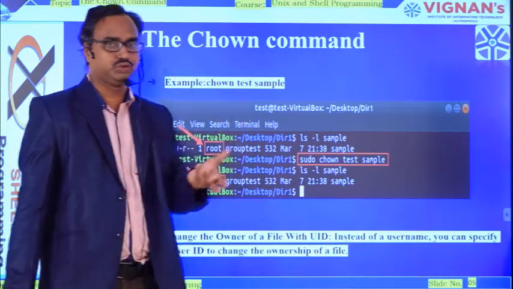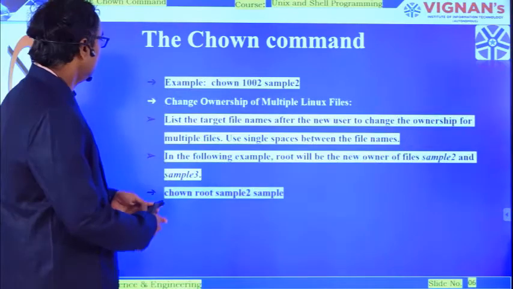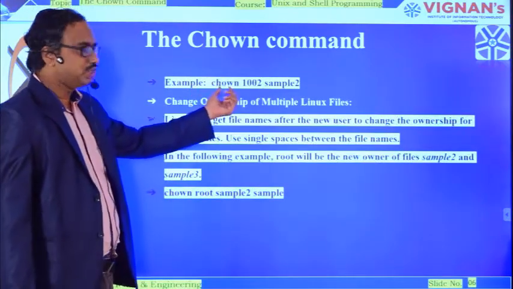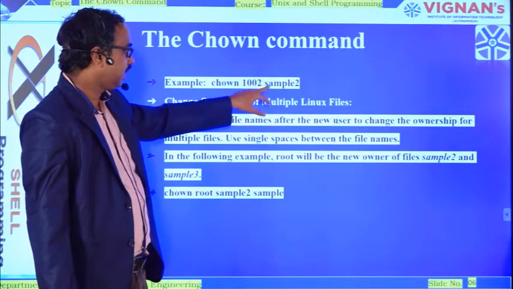In some cases we can use the owner name, and in some cases it can also be done with the UID. So we first use chown, and apart from the user name, we can use the user ID along with the file name.